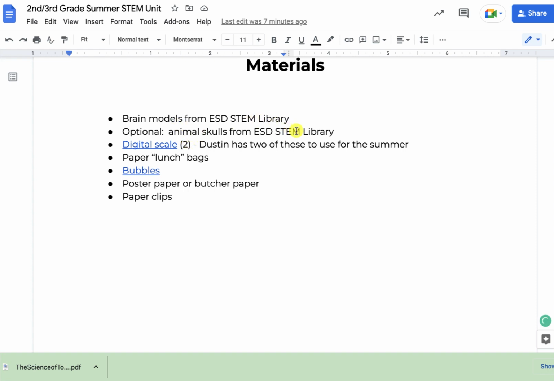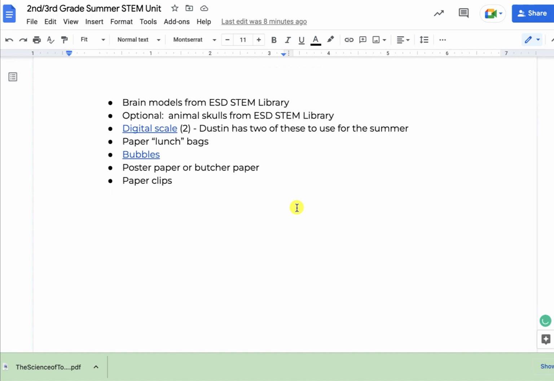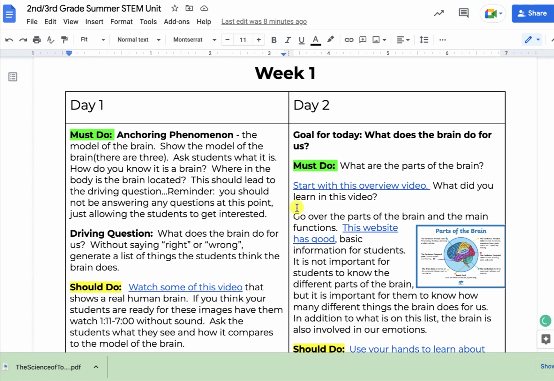If you are interested in that, if you want to have real animal skulls in the classroom, I'm happy to set you up with those too. So just either reach out through anybody to get to me or use my email, and I'm happy to get those for you. All right, so brief overview.